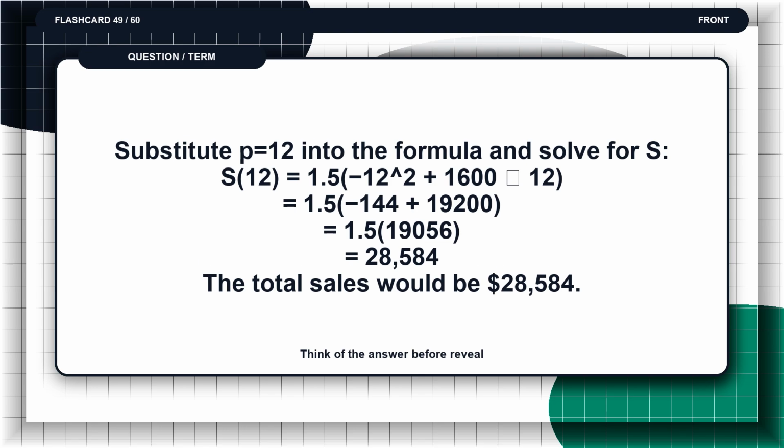Flashcard 49. Substitute p equals 12 into the formula and solve for S(12) equals 1.5 times (-12² + 1600) times 12 equals 1.5 times (-144 + 19,200) equals 1.5 times 19,056 equals 28,584. The total sales would be $28,584. Think of the answer before the reveal.